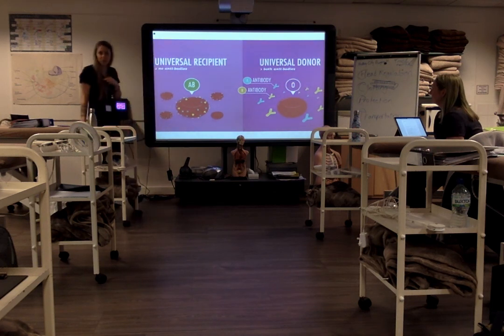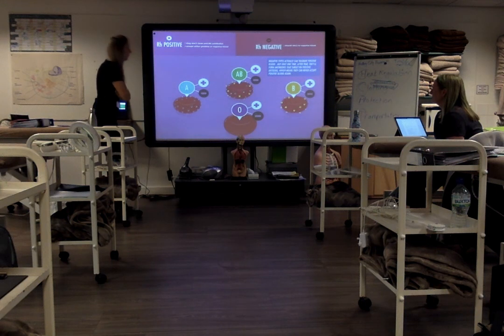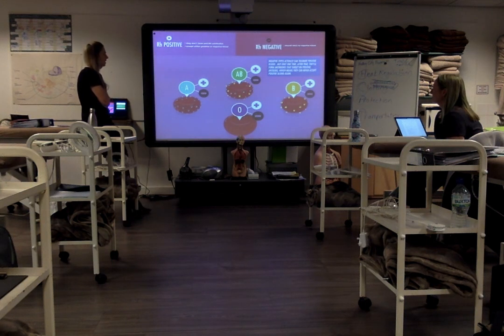Happy with those blood groups? So you've got 4 that we've covered so far. Now let's look at the rhesus side of it. So rhesus negative and rhesus positive. Now you've got 8 blood groups, right?